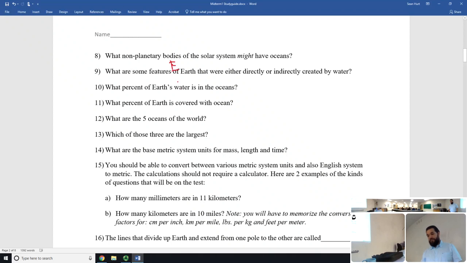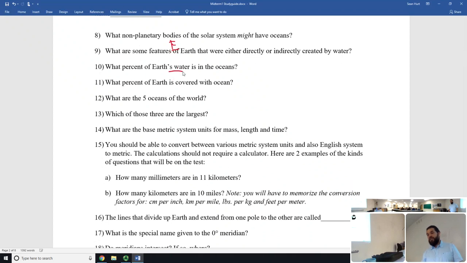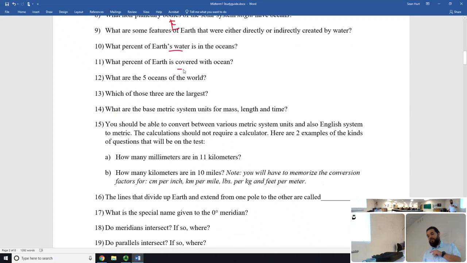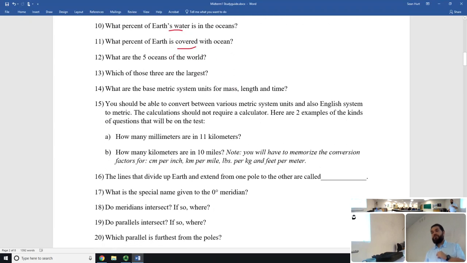What percent of Earth's water is in the ocean? It's 97%. What percent of the Earth is covered with oceans? That's 71%. 5 oceans of the world.